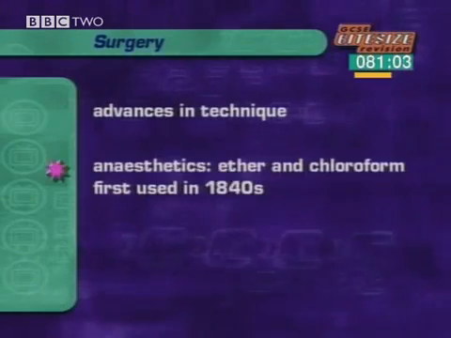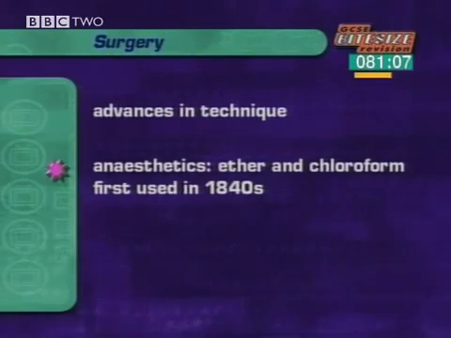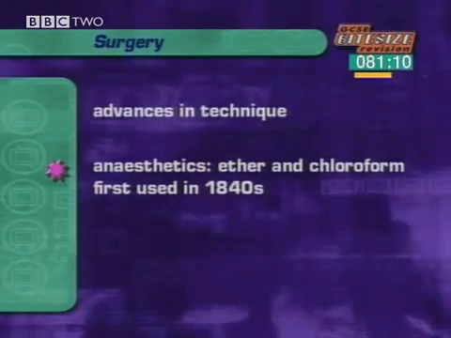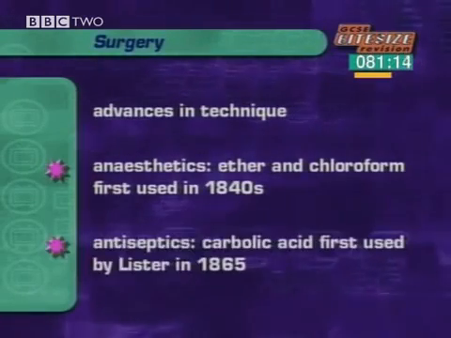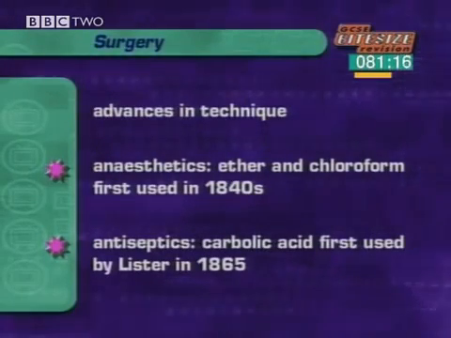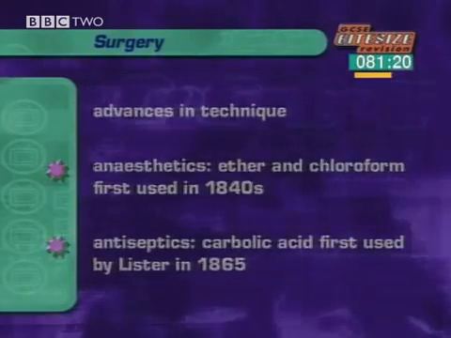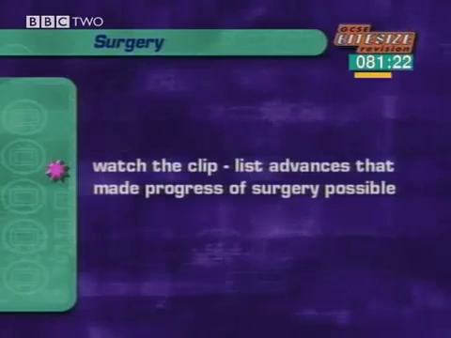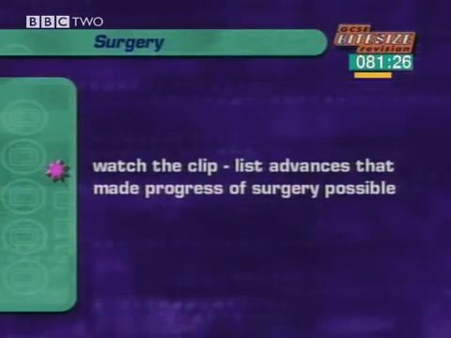The first breakthrough was in anesthesia, the use first of laughing gas to reduce pain, and then in the 1840s that of ether or chloroform to make the patient unconscious. Then in the 1860s, antiseptics were developed by Joseph Lister, greatly reducing the risk of infection during surgery. While you watch the next clip, make a list of the advances that made such rapid progress in surgery possible.